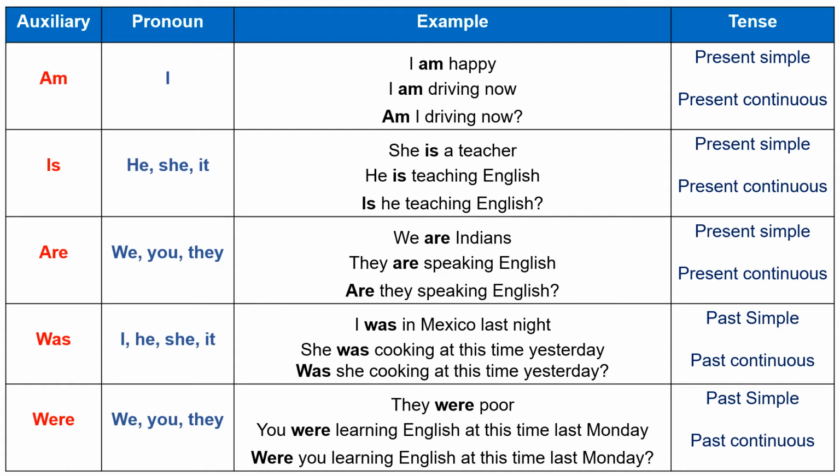Next auxiliary verb, are. It is used with we, you, they, and any plural form nouns. Are auxiliary verb is used in present simple and present continuous tenses. Example: we are Indians. In this sentence, are is main verb. Next example: they are speaking English. In this sentence, there are two verbs. Are is one verb, speaking is another verb. Are has been used as an auxiliary verb in this sentence.